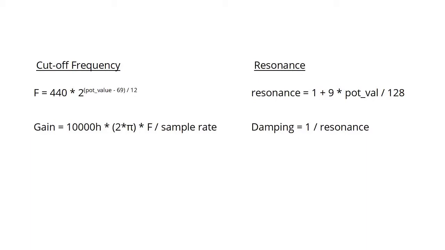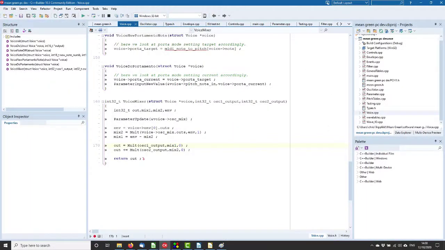And as promised, a very quick look at the mixer. The mixer does two jobs. It mixes between the two oscillators, and this mix will eventually be modulatable. It also applies the main envelope, and eventually the note velocity will be applied here as well.